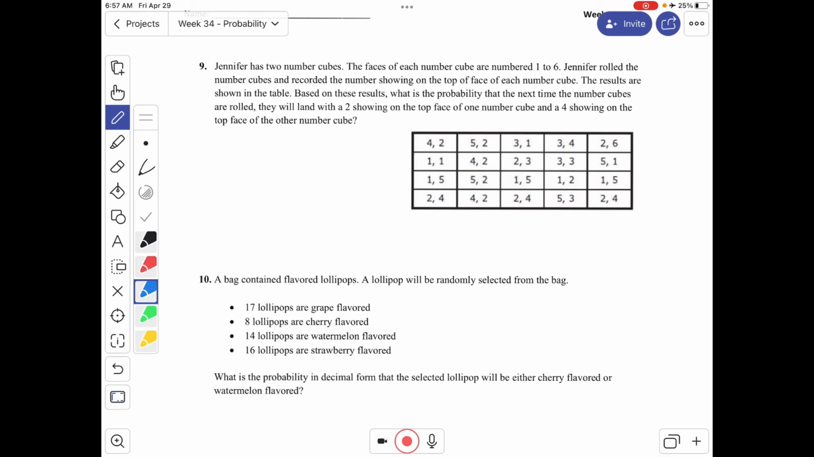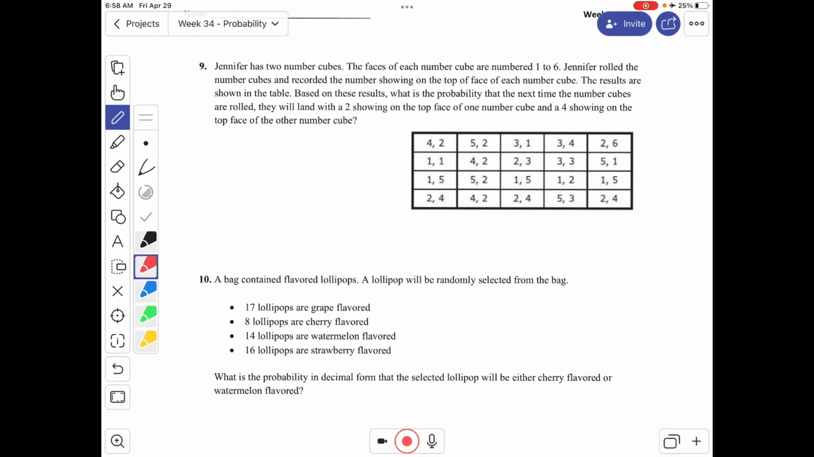Number 9. Jennifer has 2 number cubes. The faces of each number cube are numbered 1 to 6. Jennifer rolled the number cubes and recorded the number showing on the top face of each number cube. The results are shown in the table. Based on these results, what is the probability that the next time the number cubes are rolled, they will land with a 2 showing up on the top face of one of the number cubes, and a 4 showing on the top face of the other number cube?